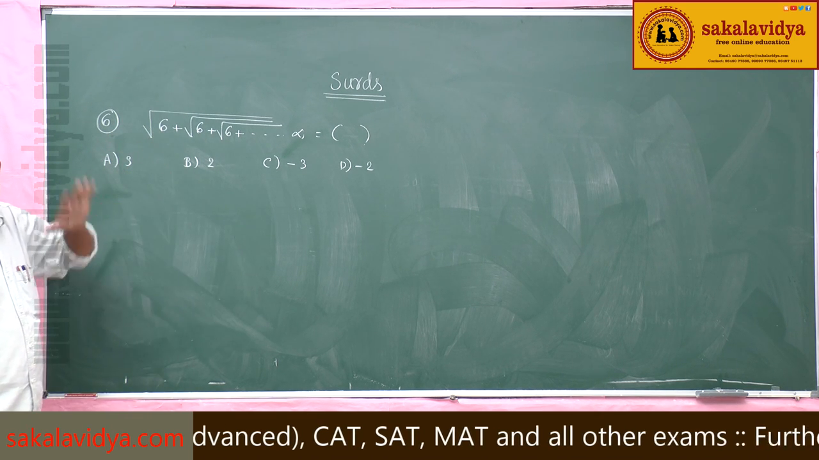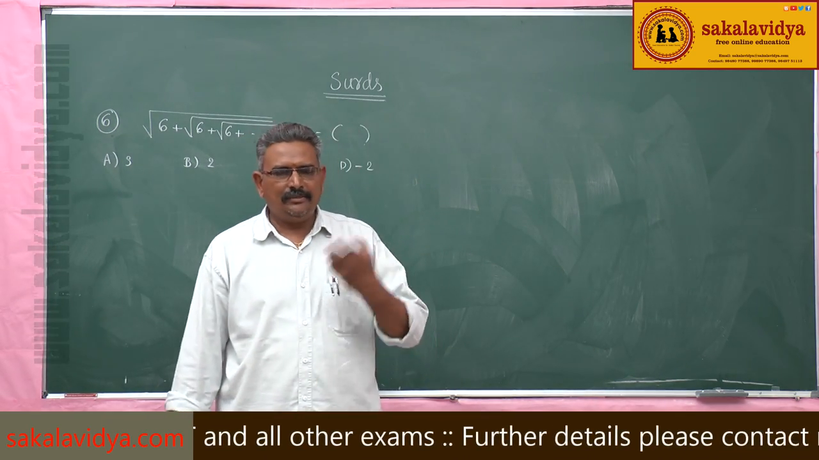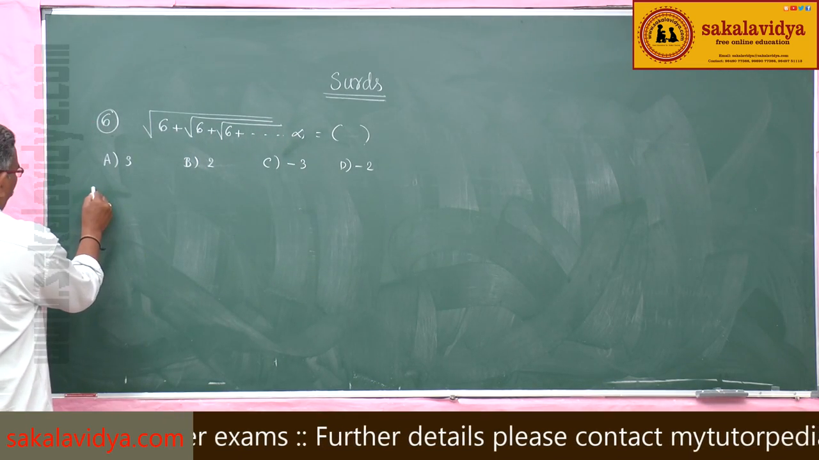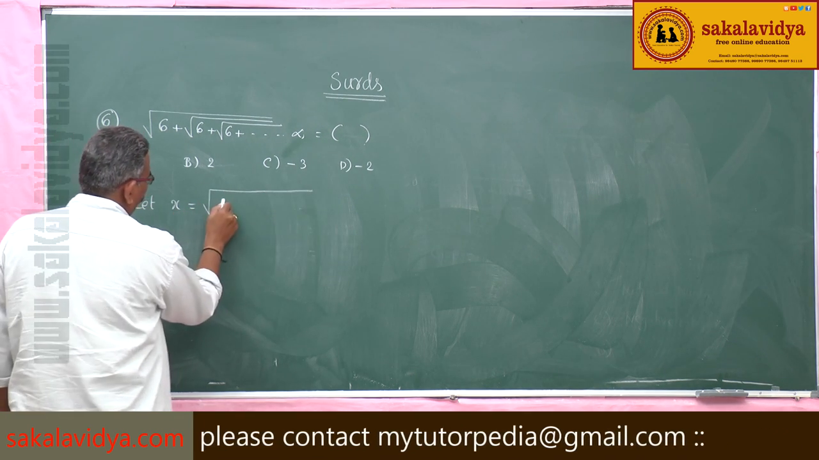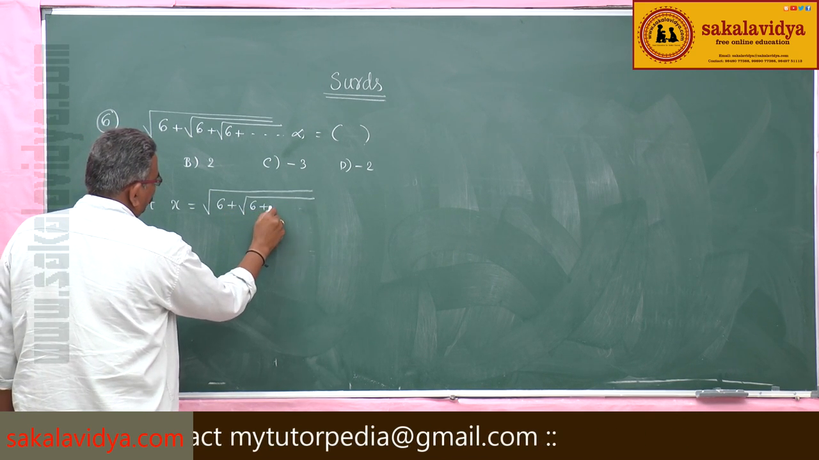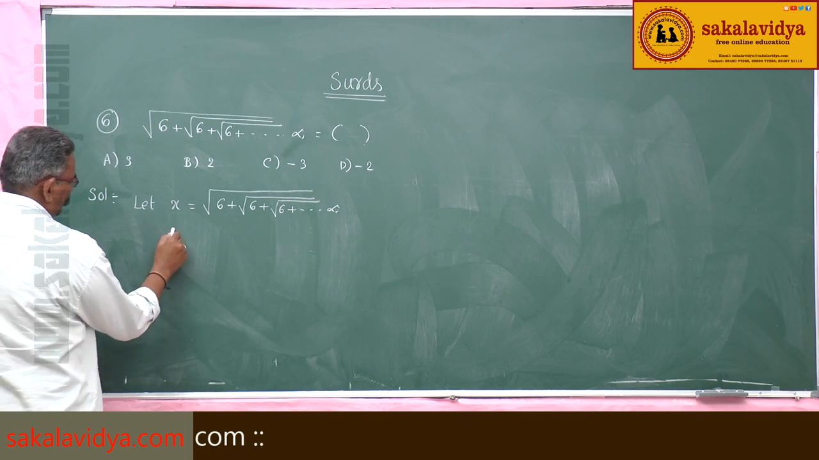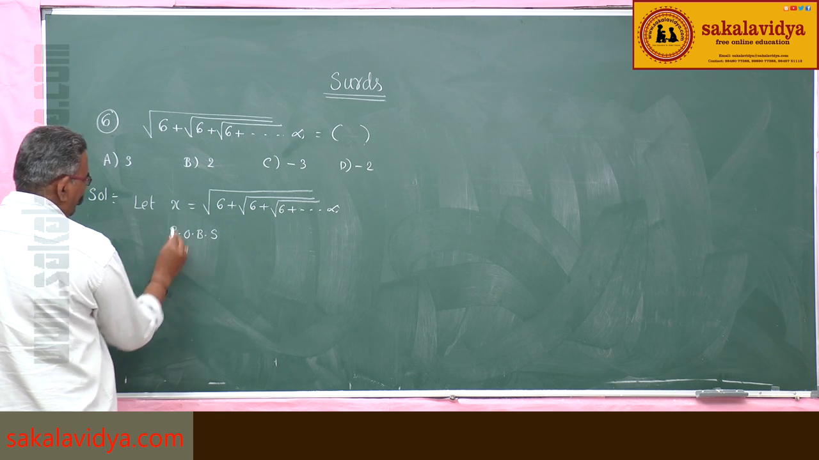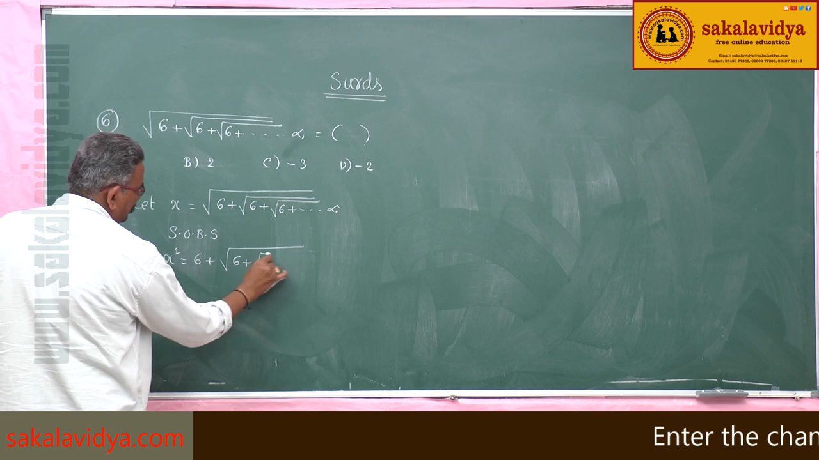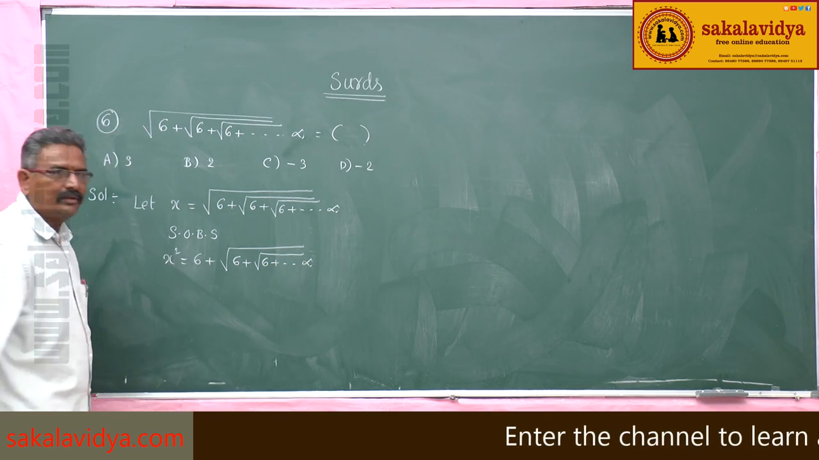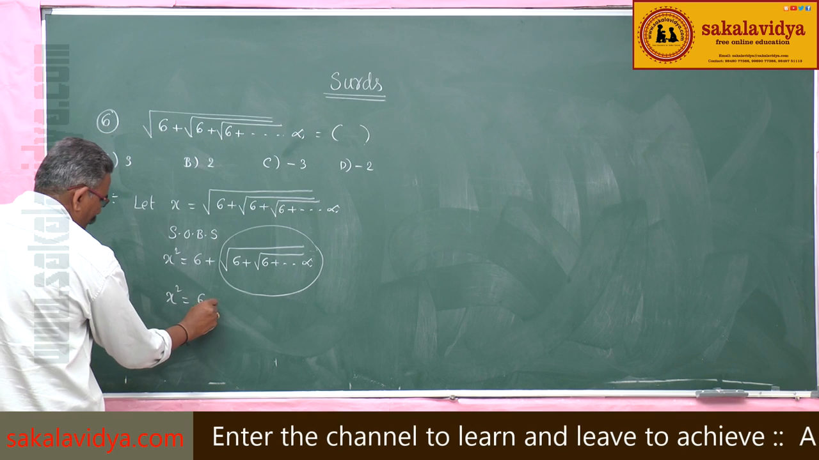If the problem is given like this, first let us do the traditional method, and later we go for the easy or shortcut method. Suppose first of all, let us say x is equal to root of 6 plus 6 plus 6 plus dash dash infinity. Now squaring on both sides, we get x square is equal to 6 plus root of 6 plus 6 plus dash dash infinity. Let us observe again, this is x. So we write x square is equal to 6 plus x.